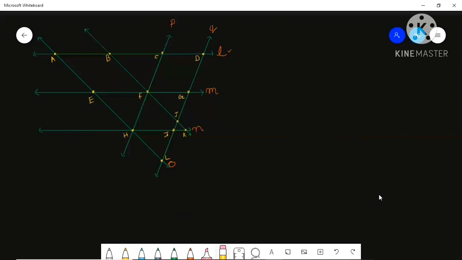So our third question will be: what are concurrent lines, or name the concurrent lines? We will write it in the same way, lines and the points. Concurrent means, unlike intersecting lines where two lines pass, here more than two lines we have to find out.